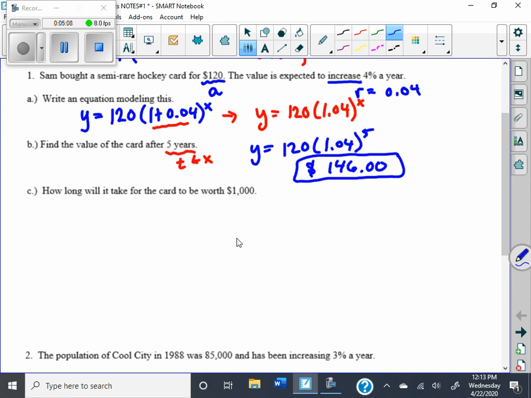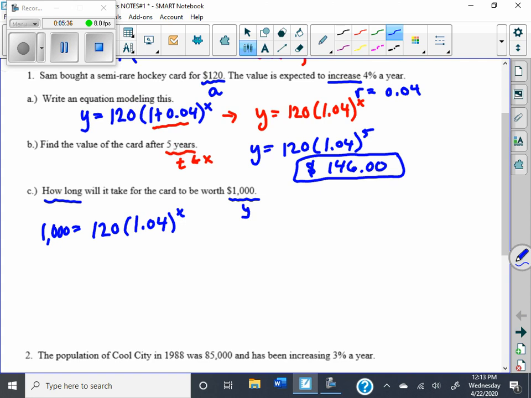All right, so we're going to take our equation that we wrote in question A, but this time, this is our final amount. That's our y value. And the question is, how long is it going to take? So that's x, or t times. So we're going to plug 1,000 now into our formula. So 1,000 equals 120 times 1.04 to the x, or t.